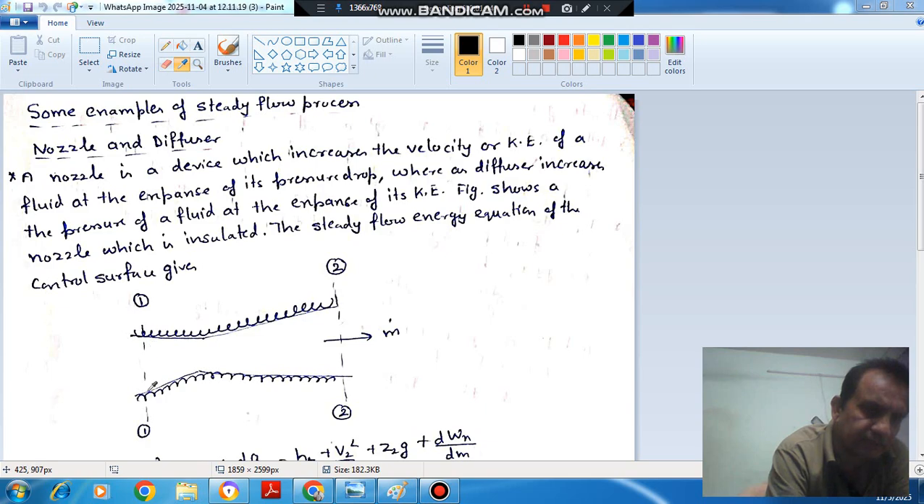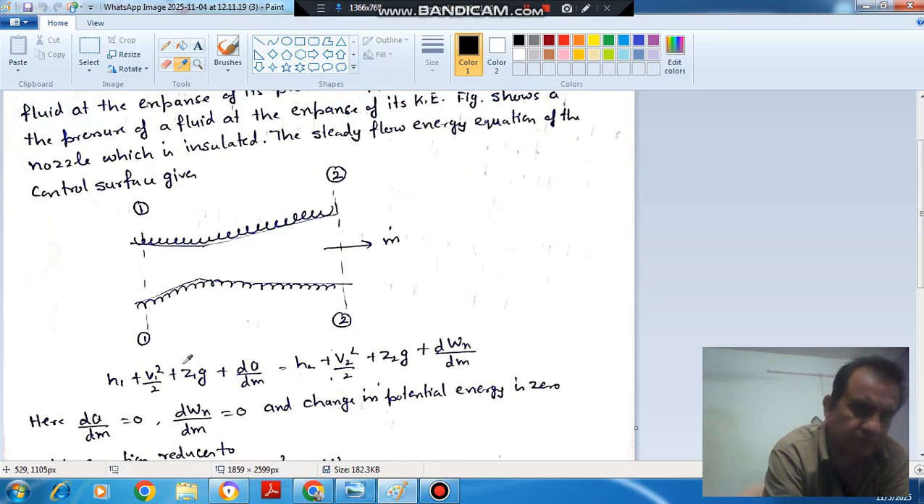This is your inlet condition. This is the outlet condition. As we are discussing steady flow process, the mass flow rate is the same. And the steady flow energy equation is this that we have derived. In the case of a nozzle, we can see that no external heat is supplied, that means dq by dm is 0, and the nozzle itself does not do any work, so dWx by dm is 0. Both inlet and outlet are at the same level, so z1 is equal to z2.